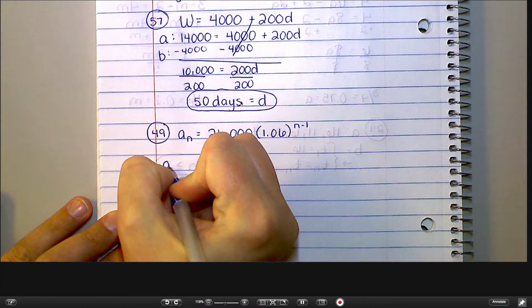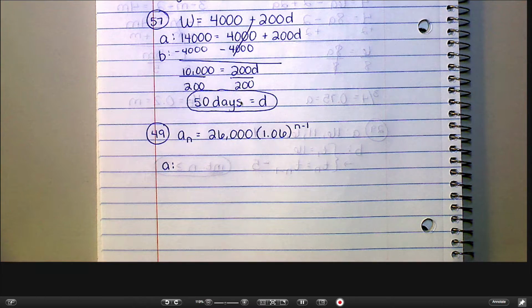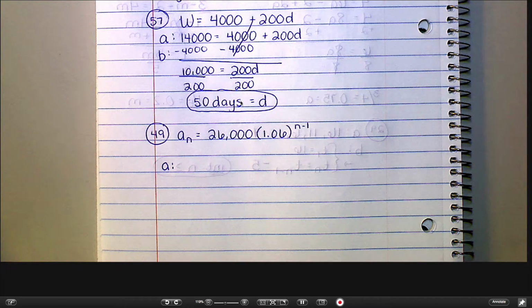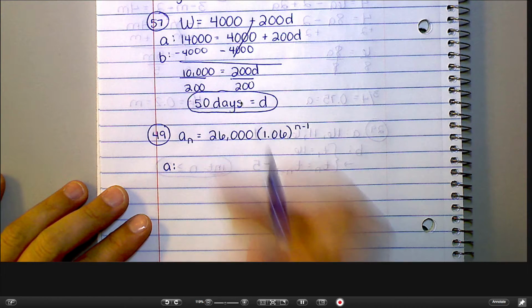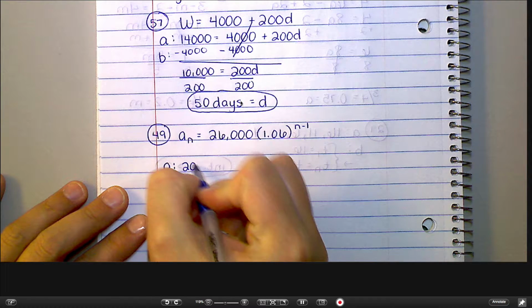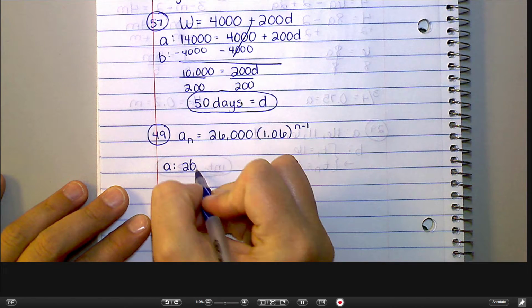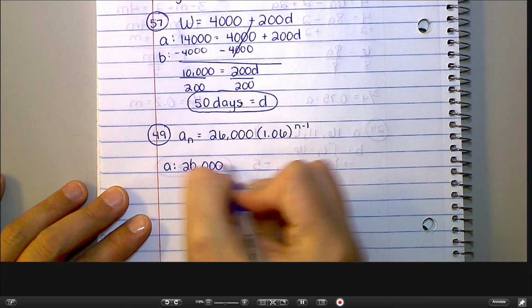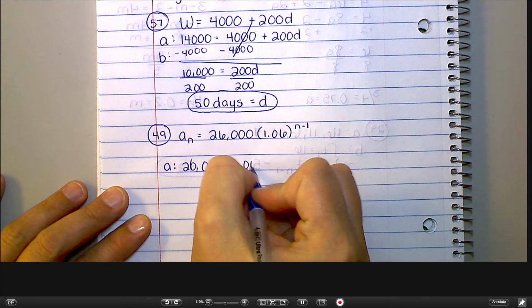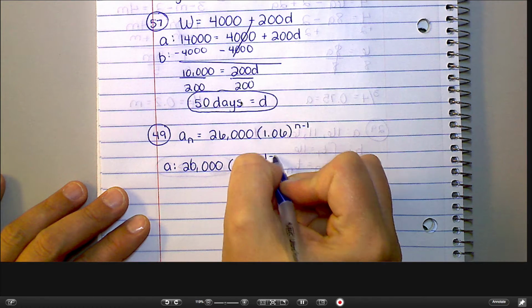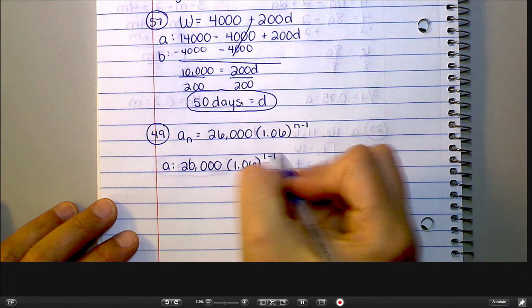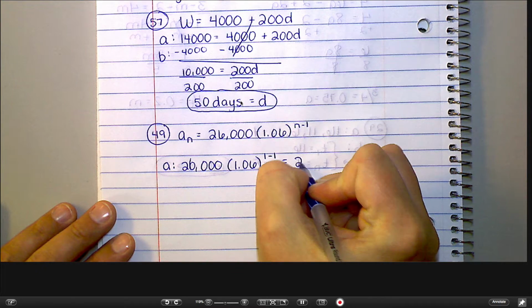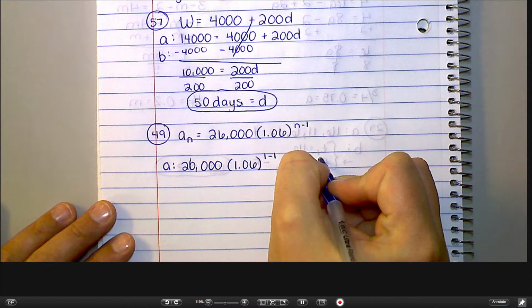So part A wants her salary for the first 5 years. So if I want the first year, what am I going to plug in? 1. Yeah. So I'm going to go 26,000 times 1.06, and I'll write out the first one, but I don't know if I'll write out every one. 26,000 times 1.06 to the power of 1 minus 1, which is really 0, okay? Which means that your first year, your salary is just 26,000.